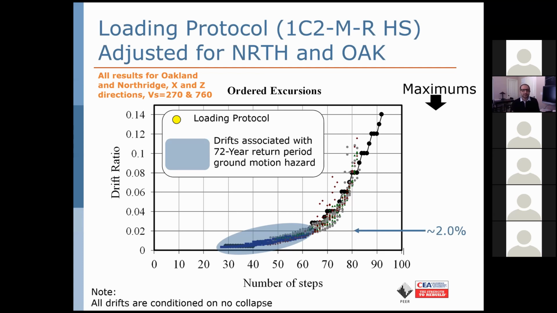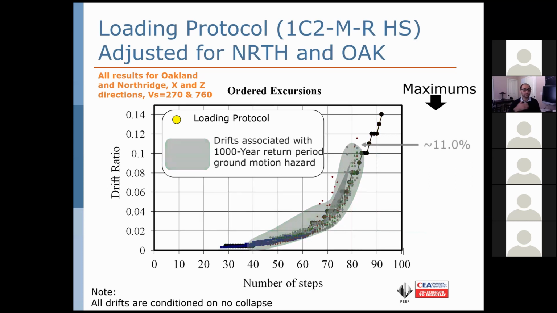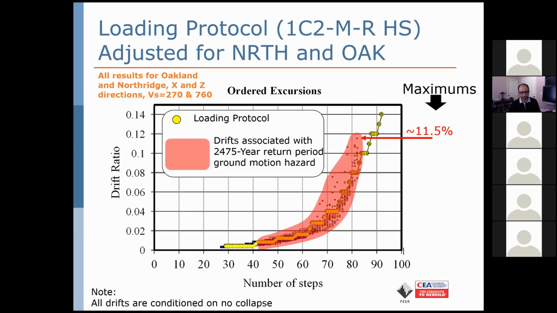The results for the low intensity set nicely match the low drift ratios for us. As I go with the green color, and the yellow is our suggested, you will see that it nicely matches our suggested loading protocol. And if I go to blue, which is our gray, which is our 1,000-year return period, it matches well. And eventually with the 2,500-year, the extreme levels of our suggested loading protocol.